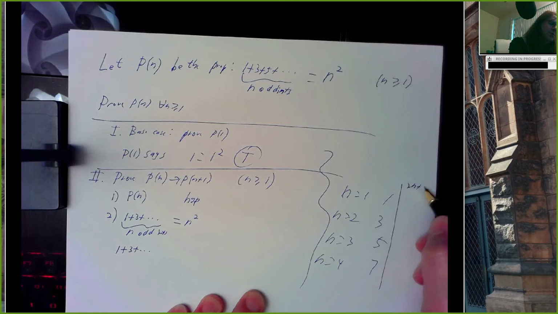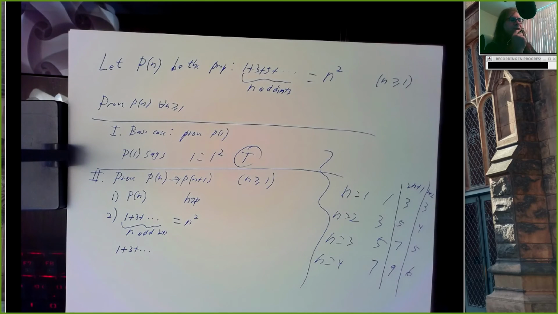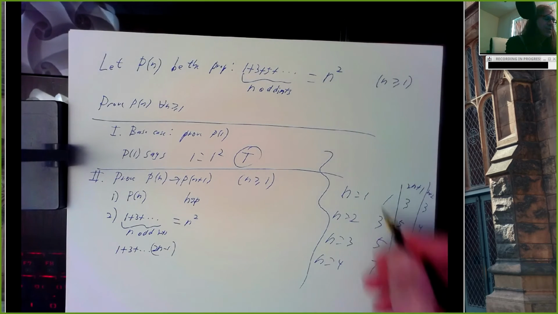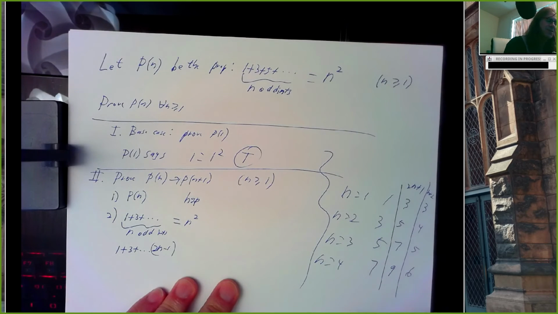So 2n plus 1 looks like it would be 3, 5, 7, 9. n plus 2 looks like it would be 3, 4, 5, 6. But we're getting really close. 2n minus 1, there we go. Excellent. So 2n minus 1 would be 1, 3, 5, 7.